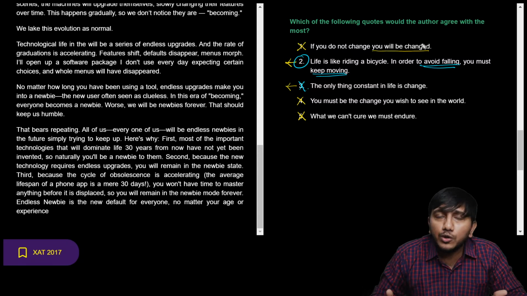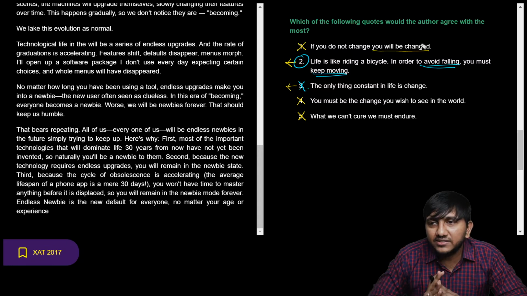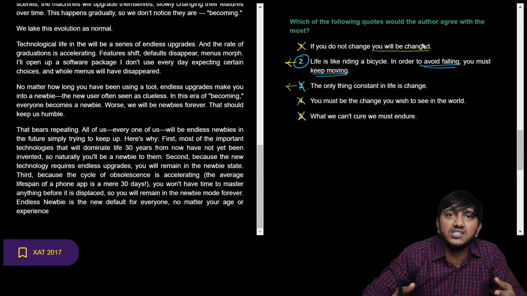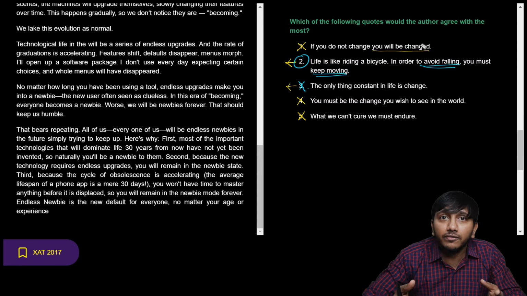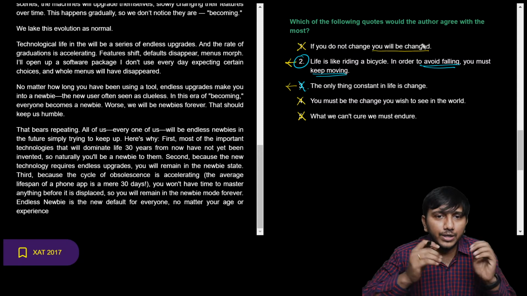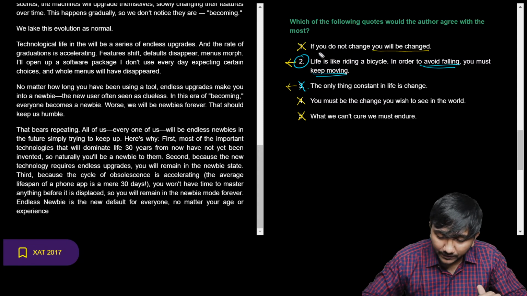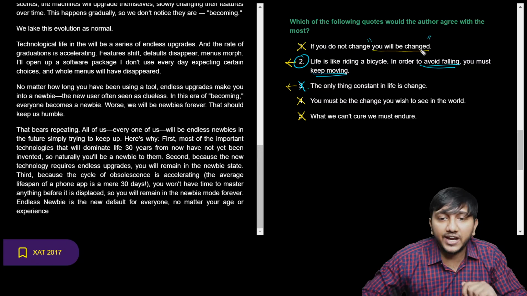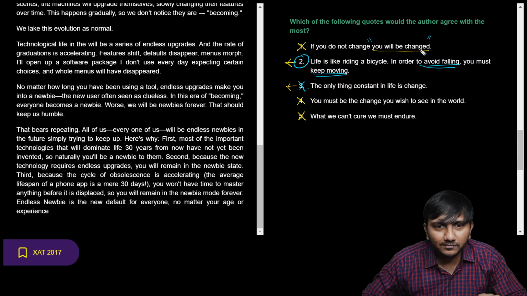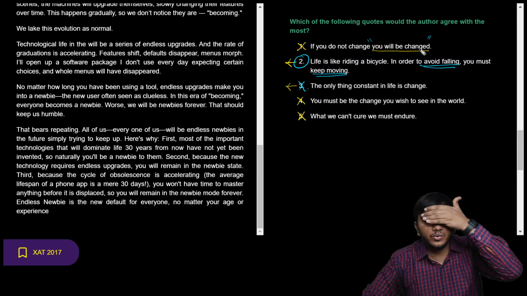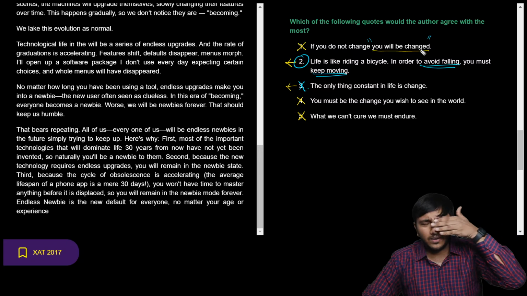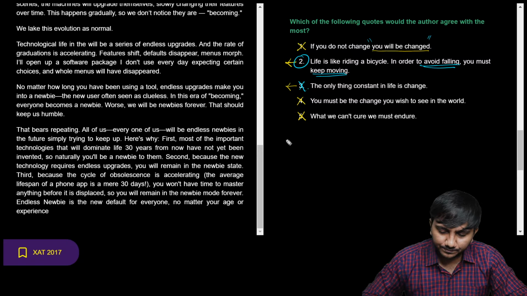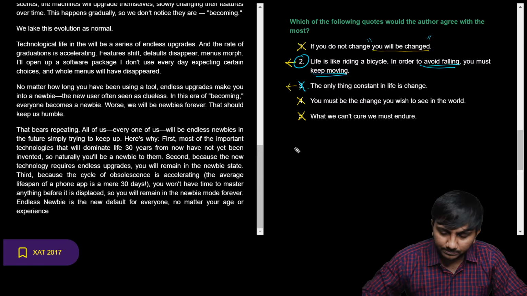How will you be changed if you do not change? It's like, let's say you have a laptop or a software program. If you don't change it, probably it will change by itself. I'm not able to relate how that is going to tell what the author is telling. If you do not change, you will be changed. This "you will be changed" part is what creates a problem here. It is not something that the author will support. Is that clear why we are not going for 1? The "you will be changed" part is the problem.